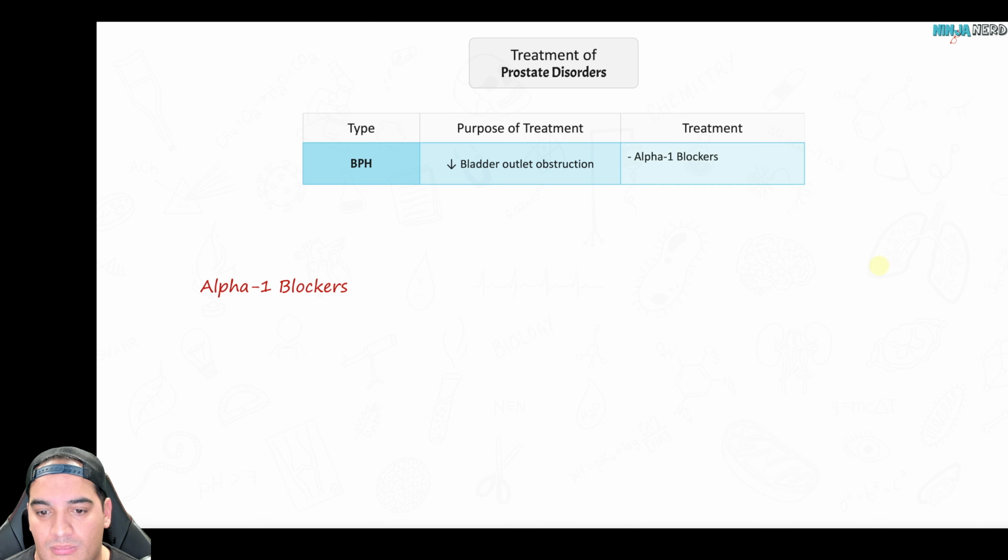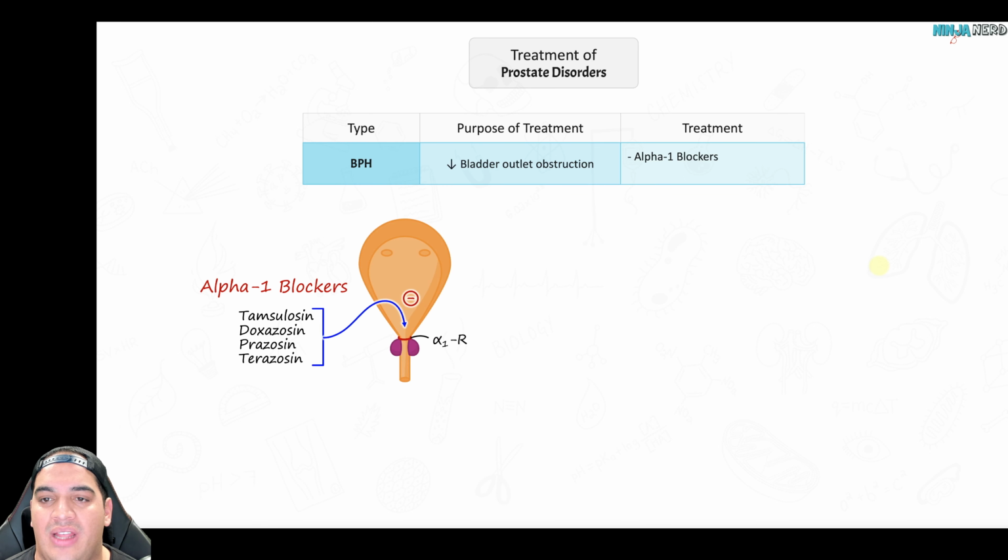One way is we can apply medical therapy to improve the symptoms. Oftentimes we'll give something called alpha-1 blockers. This is things like tamsulosin, doxazosin, prazosin, terazosin. They act on the alpha-1 receptor and inhibit it. When they do that, it allows the area to relax and open up the bladder outlet a little bit so that urine can continue to flow. So that will definitely help with reducing the bladder outlet obstruction.